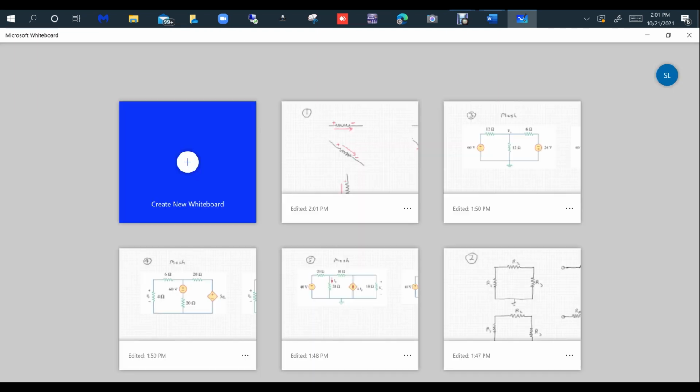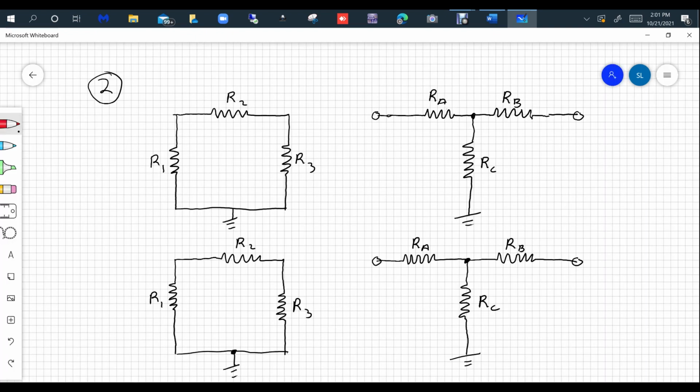Let's go to the second slide. For those of you that have had mesh analysis and loop analysis, let me continue. Let's say that you want to do mesh analysis on this first circuit in the upper left-hand corner, or loop analysis, whatever your instructor calls it.